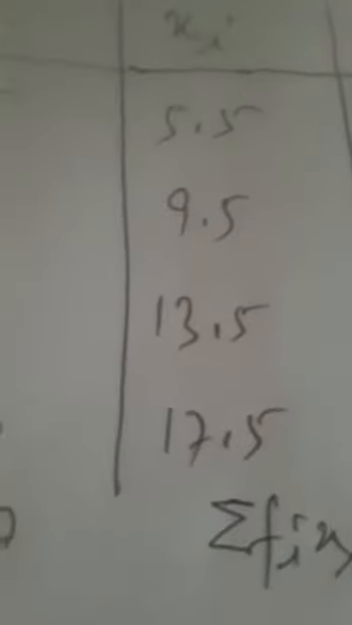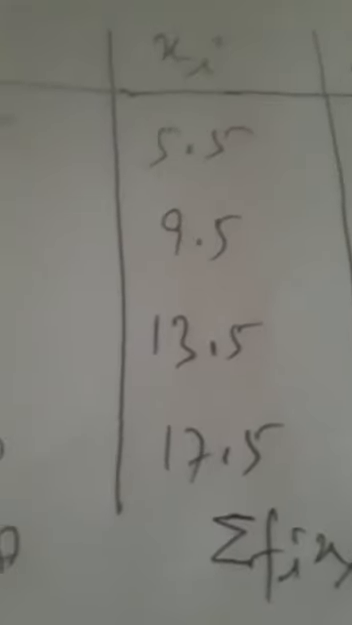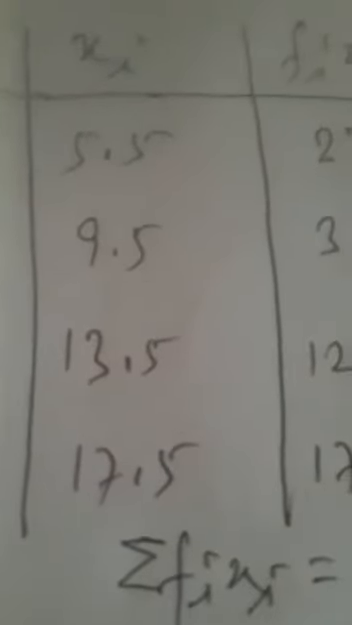Similarly, we can find the next class mark, that is 13.5, and furthermore we can find the next class mark, that is 17.5. Now we have obtained all the class marks for the given class intervals. Now the frequencies are given here. For each class interval, the corresponding frequencies are given. Now we have to find xi and fi. We have to find the product of fi and xi.